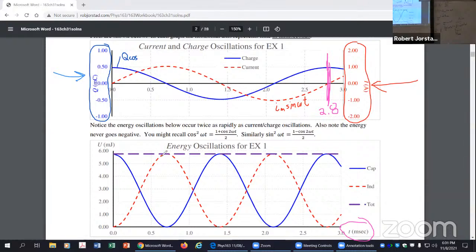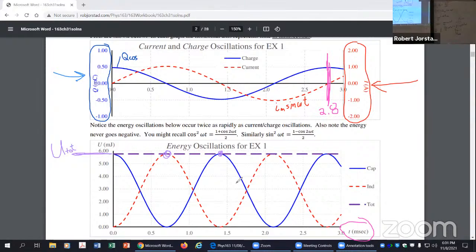All right, so notice the energy oscillations down low. It's a little bit different there. Do you see that? For the energy oscillations, I only need one axis, but notice the total energy is the same as the max. That's U total, this line going across the top. Well, that's the same as the max inductor energy. It's also the same as the max capacitor energy. And the idea is it just keeps changing forms. Conservation of energy.